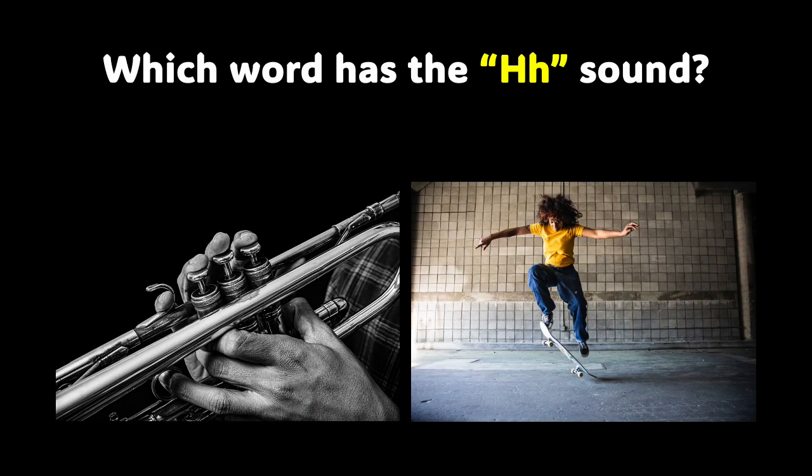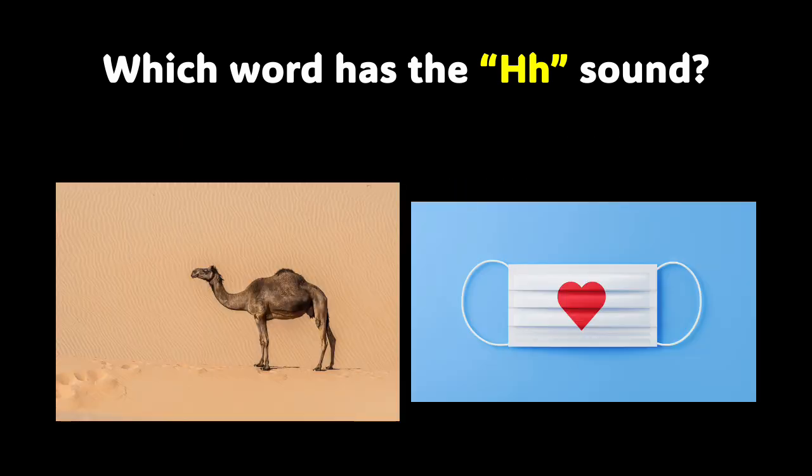Now, look at this pair of words. And can you guess which word has the H sound? Well, if you said horn, you're correct. Horn has the H sound. Jump doesn't. There are 2 pictures, and which one makes the H sound? You're right, heart has the H sound. Heart begins with an H that is pronounced.